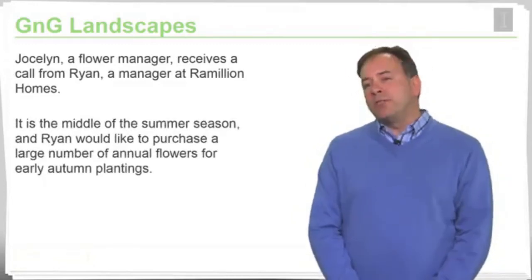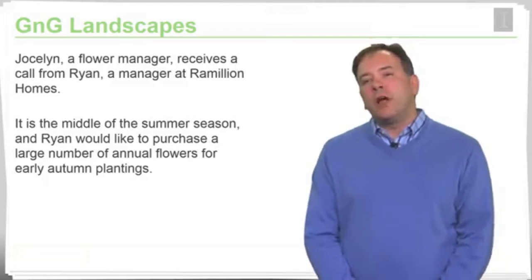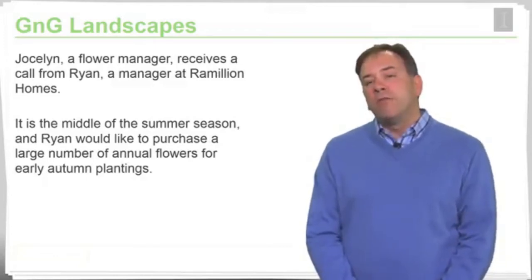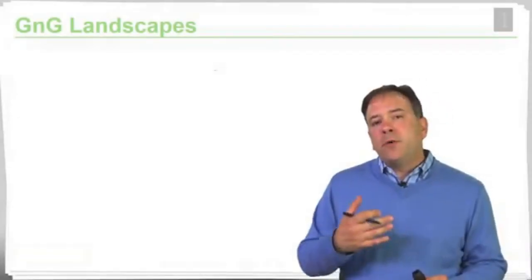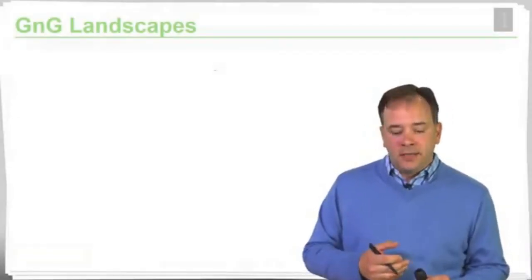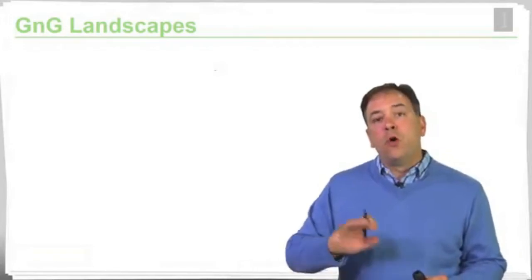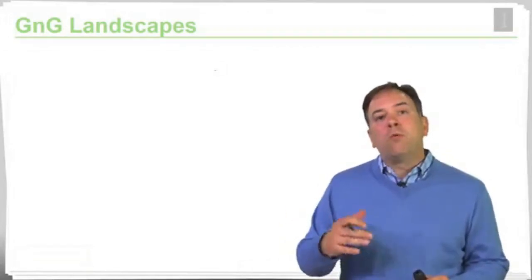It is the middle of the summer season, and Ryan would like to purchase a large number of annual flowers for early autumn plantings. So in thinking about the two options that Jocelyn has, she's basically comparing a normal sale to what Ryan is offering.